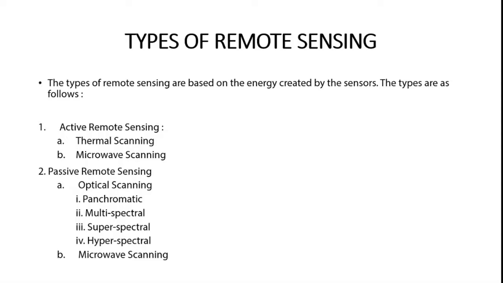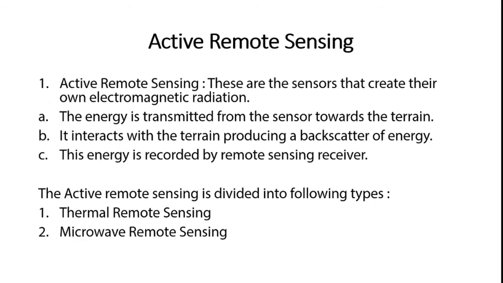There are two major types, that is active remote sensing and passive remote sensing. Active remote sensing is further divided into thermal scanning and microwave scanning. Similarly, passive remote sensing is divided into two types. The first one is optical scanning, which includes panchromatic scanning, multispectral scanning, superspectral scanning, and hyperspectral scanning. And the third classification is microwave scanning. So, at first, we'll start with active remote sensing.